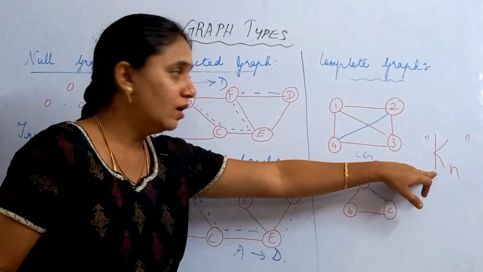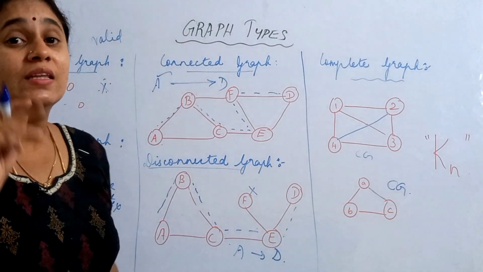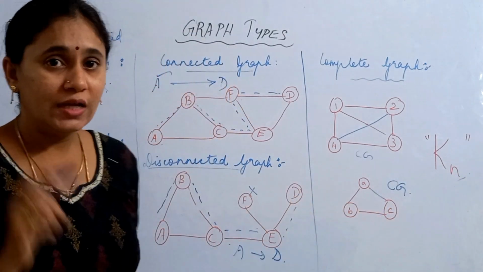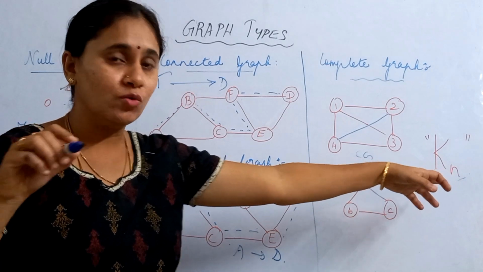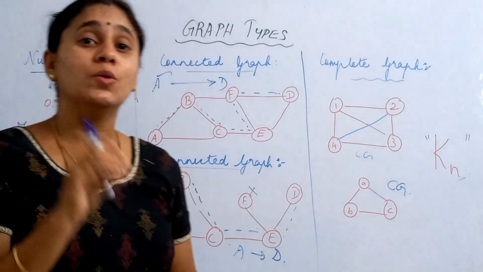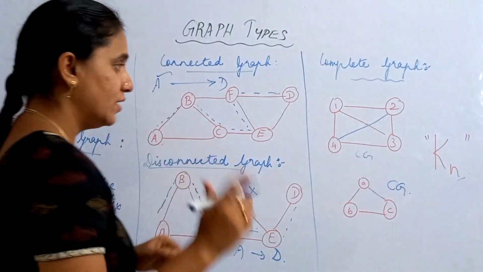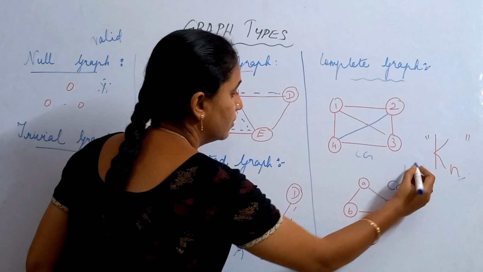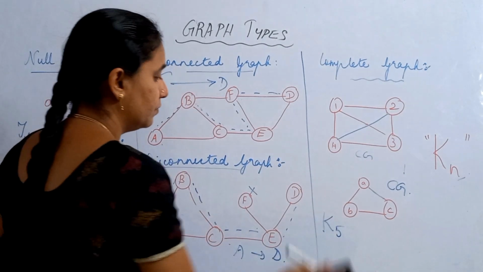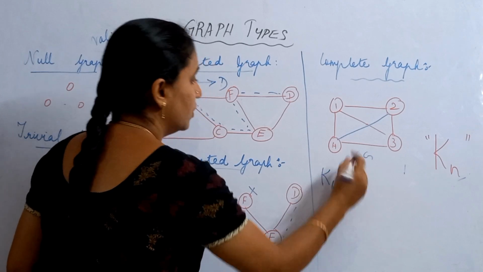Okay, so we can generally represent it as Kn. So Kn tells you the maximum number of edges that are present for n number of vertices. So n stands for the number of vertices. Okay, so Kn tells you the maximum number of edges a graph will hold with n number of vertices. Okay, for example, I want to find for K5, or for example, I want to find for K4 for this.